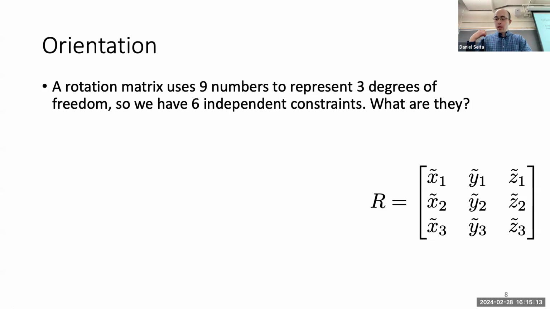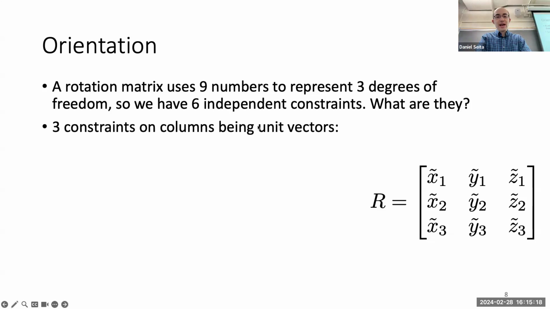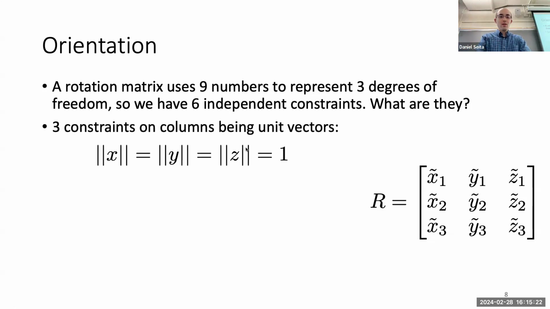The first constraint is that the columns have to be unit vectors. So you have this, and we write it as one equation, but it's really three independent constraints, because you can change the values of x while keeping the norms of y and z equal to 1. That's why we call them independent constraints here.